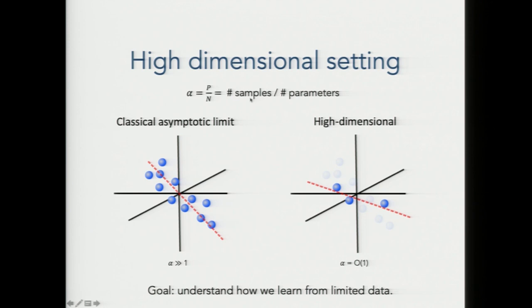So in this classical asymptotic limit, alpha would be much greater than 1. You'd have lots of training examples compared to the dimensionality of the space. But in the high-dimensional regime, if you're in 3D space, you might just have 3 examples. We might even have fewer. You might have 2 examples. And in general, the high-dimensional regime is going to be characterized by both of these quantities, p and n, limiting to infinity, but the ratio is constant.